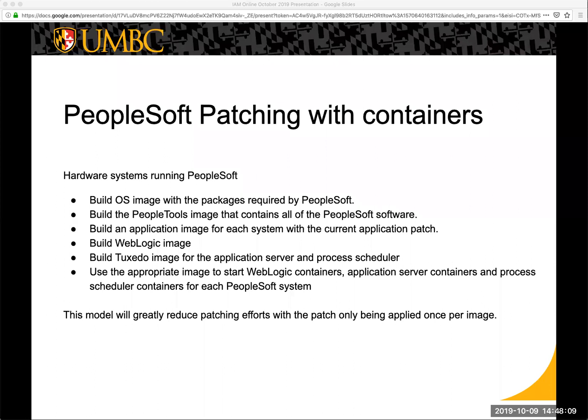In PeopleSoft, WebLogic, the web servers are generic across every system, so we'd only have to have one for that. And then we would have two for an application server and process scheduler. They can run separately. As Paul was mentioning, with separate services, it's nice if you can have one service per container. And so once these are built, hopefully you just start a WebLogic container, and you start the number of application server containers and process scheduler containers for each of those systems.